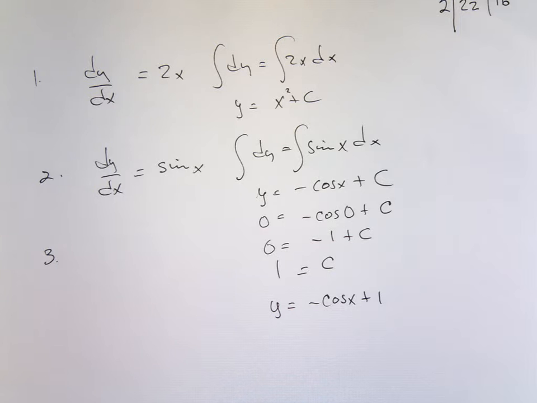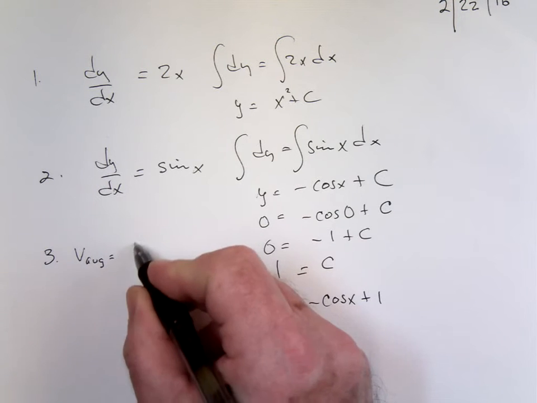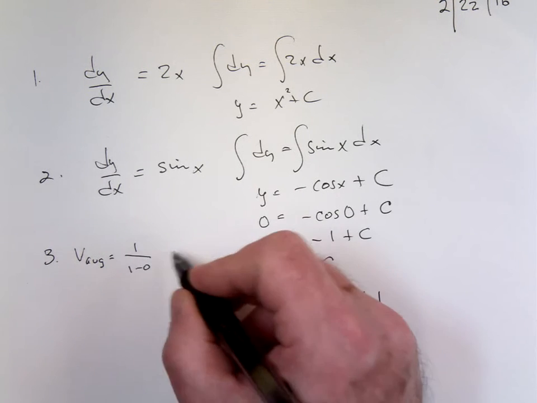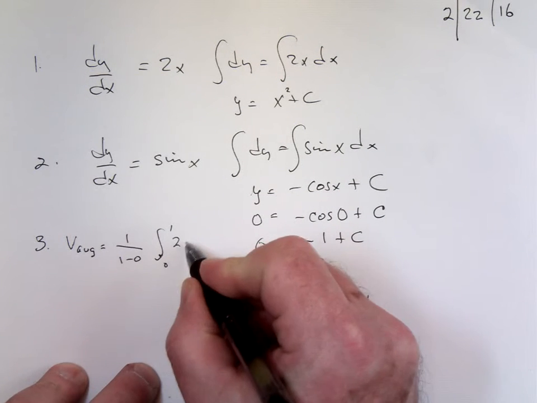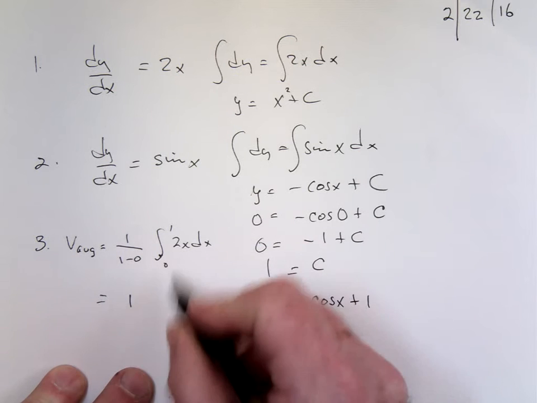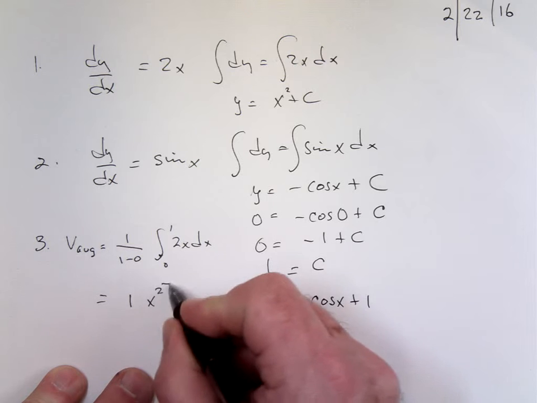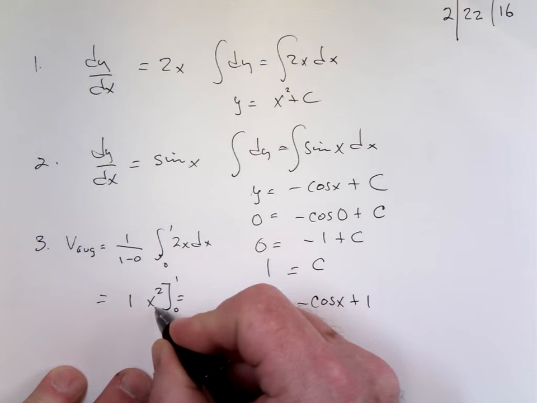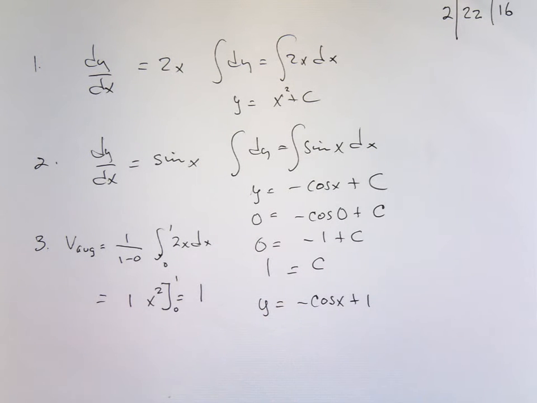Okay, number 3. Average value: 1 over b minus a, the integral from a to b, f of x dx. So, a is 0, b is 1. The average value, 1 over 1 minus 0, the integral from 0 to 1 of 2x dx. This is 1, the integral of 2x, x squared over 2, the 2's will cancel. Substitute in 1 to get 1, substitute in 0 to get 0. The answer is 1.